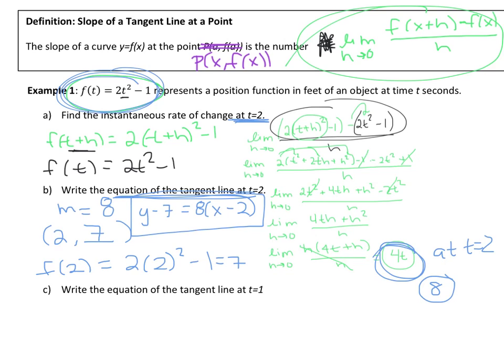Now I'm going to leave C for you to do. Keep in mind, in order to write an equation of a tangent line, you need to find the slope first. So you need to go through this whole process again, or maybe not. See if you can problem solve it to figure out exactly what the slope of our function is at t equals 1. Okay, so pause the video and do that.